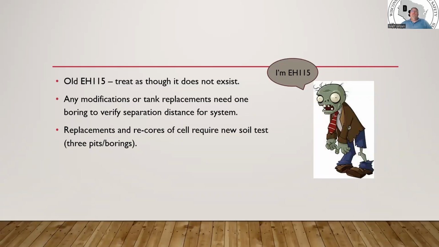So if we're just checking separation distance, one boring is enough. But for new systems, we need new soil tests, because they can't build a new system if we don't have any soils. Again, EH115 doesn't exist, so they need a new soil test for that one.